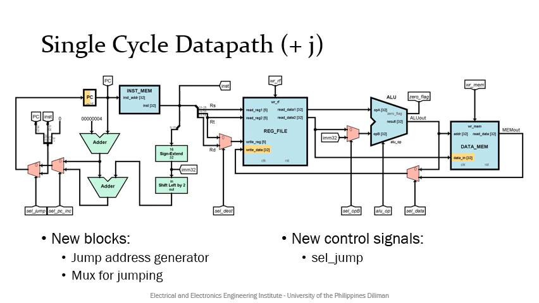To support jumps, the jump address must first be generated and then multiplexed into the PC input. A new control signal, cell jump, is also needed for the new multiplexer. Note that it is possible to just use a 4-input multiplexer with a 2-bit control signal, but in this example, the multiplexers are separated to make the role of each control signal more obvious.